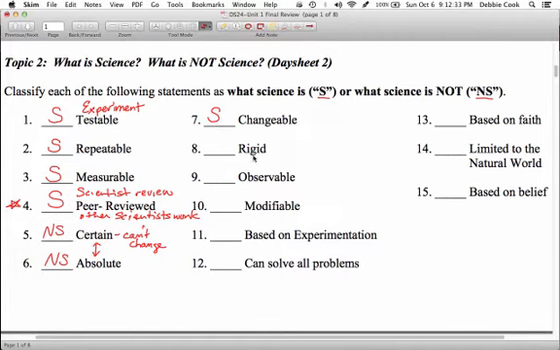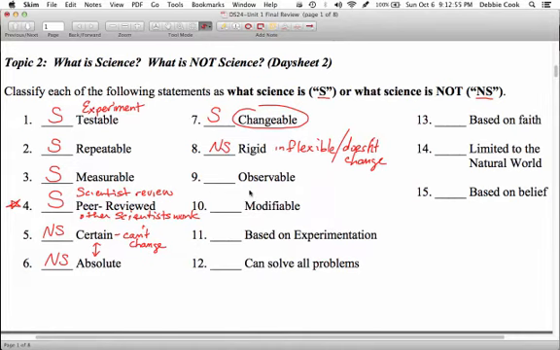Number 8 is asking whether or not science is rigid. Rigid means inflexible. Another way of thinking about it is to say that it doesn't change. And we already know that science is changeable. We've already said that. So obviously science is not rigid. So we're going to put an NS.